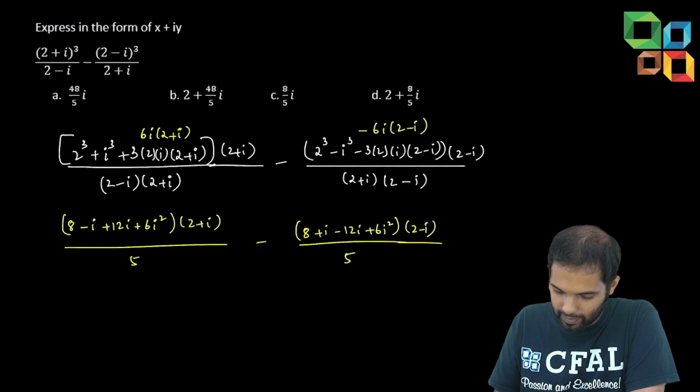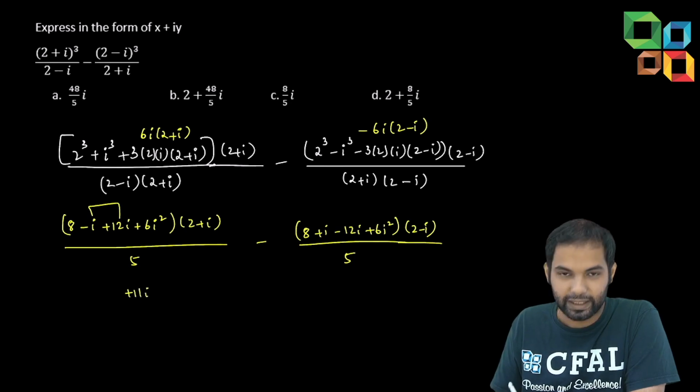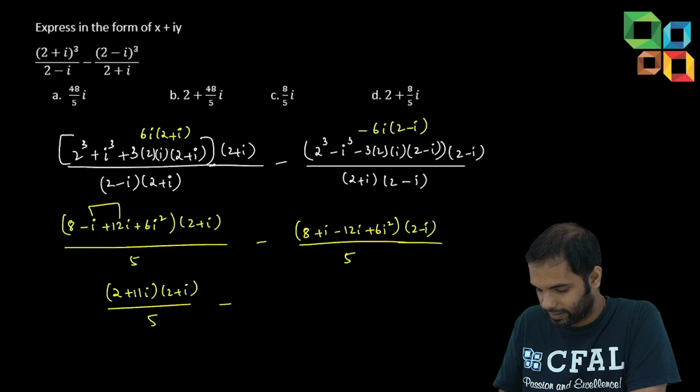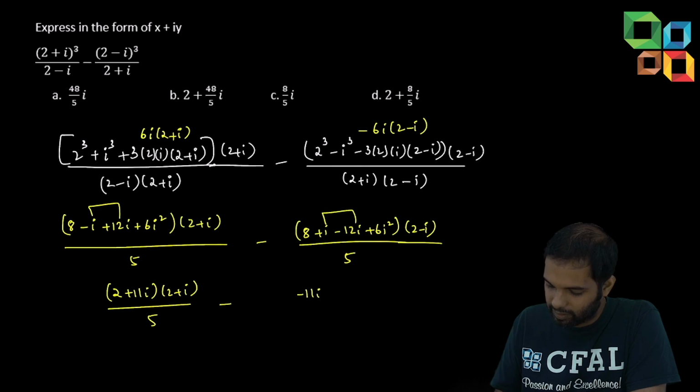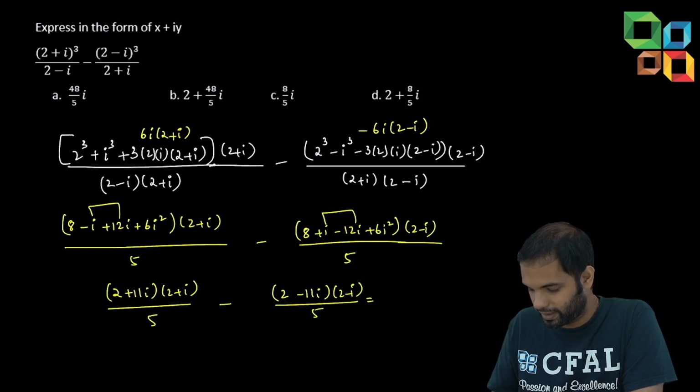Now let us combine. So these two are imaginary parts. So it will be plus 11i. The real part 8 minus 6, so it is 2. 2 plus 11i into 2 plus i by 5. The other side, so this and this will be minus 11i, and 8 minus 6 again is 2. 2 minus 11i. Okay, let's multiply it and write it in one line. So 2 into 2, 4. 4 minus 11, okay, I'm just directly writing the terms. 4 minus 11 is minus 7.